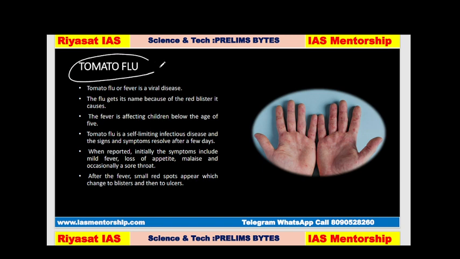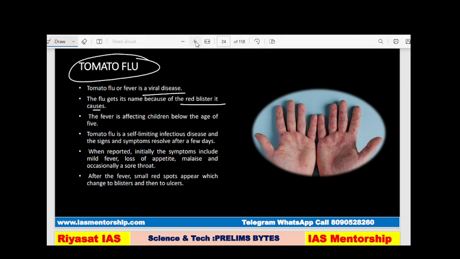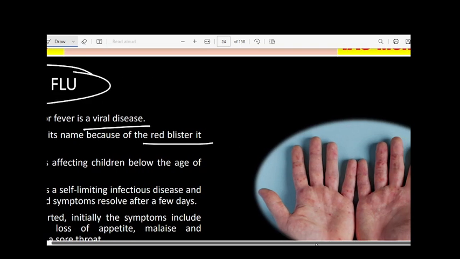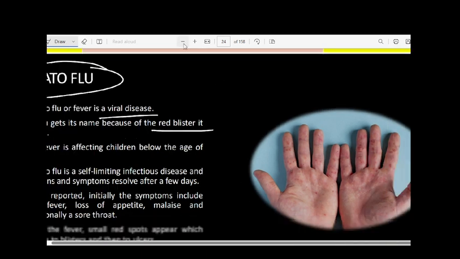Next is tomato flu. ठीक है. Basically it's a viral disease. Okay. Why is it named tomato? Because there are red blisters on the hand. You can see here, I am zooming the image. You can see in this hand many red blisters are there. Can you see? Red small blisters have been coming here. Okay, 1 minute, I am showing you. Yeah, now see how many small red blisters have arisen here. So this is your tomato flu.